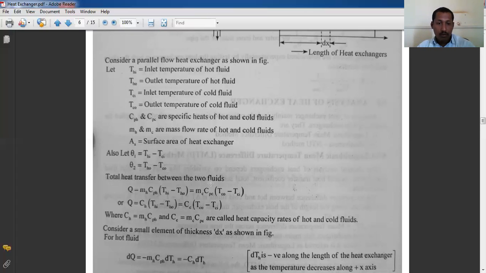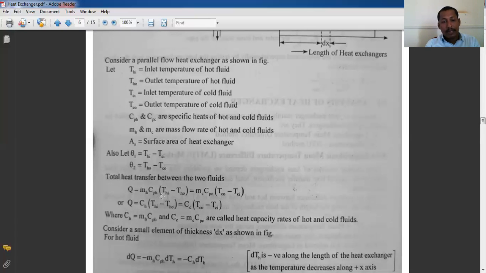That is Q is equal to MH CPH into THI minus TH naught. That is equal to MC CPC into TC naught minus TCI. Now see here, MH CPH. So this is the standard equation we have studied while deriving the enthalpy equations in the BTD.